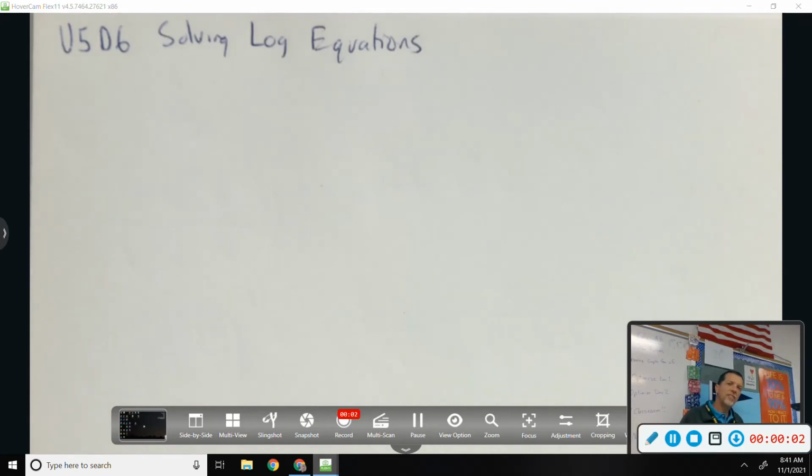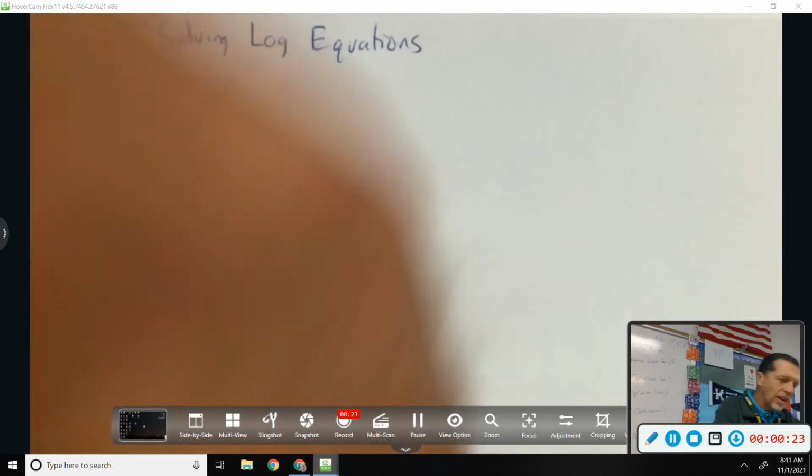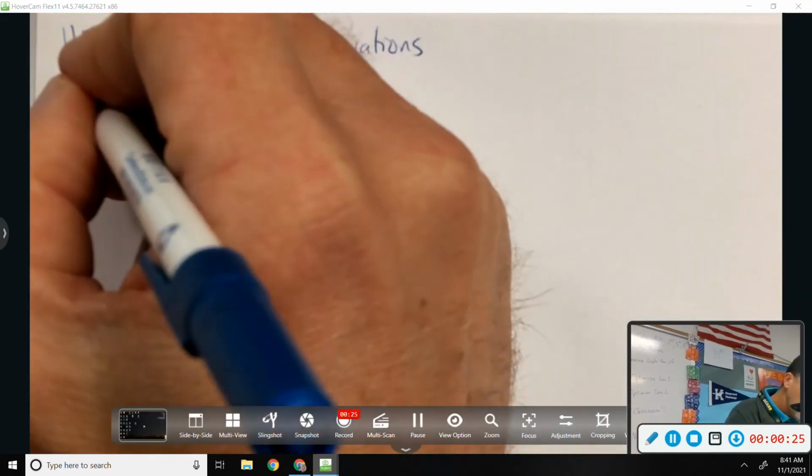Unit 5, Day 6, solving log equations. Friday we solved exponent equations. Today we're going to solve log equations. And you might remember that on exponent equations there were two types. Ones that were kind of easy, if you had e to something equals e to something, where the somethings were equal to each other. But again, there's two types.